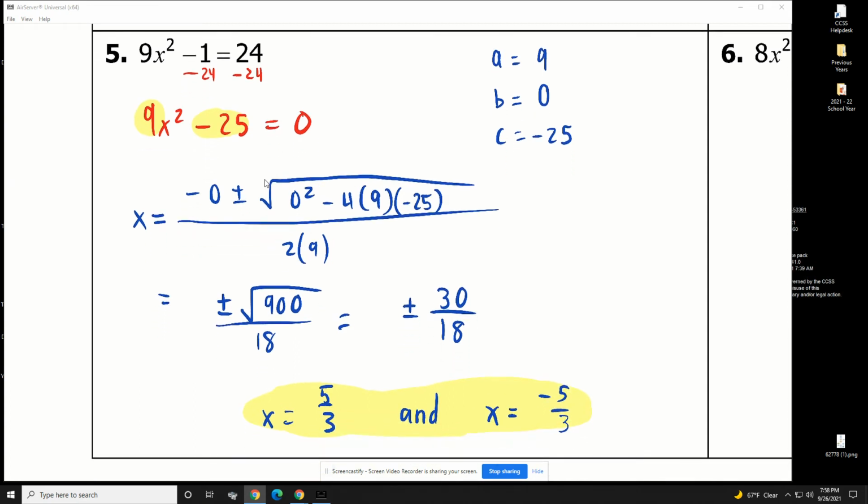So that's what happens when your b value is 0. You have that 0 plus out front. So your answer is just whatever those two values are, positive and negative, divided by your 2a.